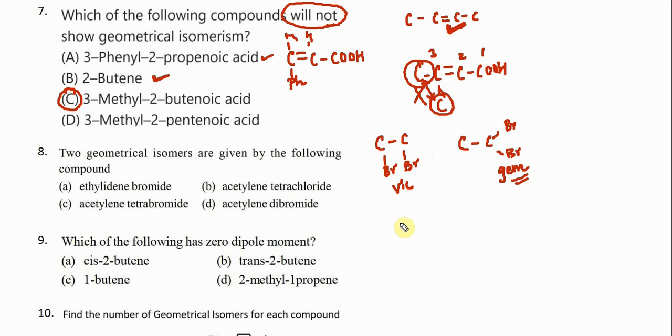Acetylene tetrachloride. Acetylene is this. Tetrachloride. If this is acetylene, you cannot have tetrachloride, only dichloride is possible. Acetylene tetrabromide, you cannot have this either. Acetylene dibromide.